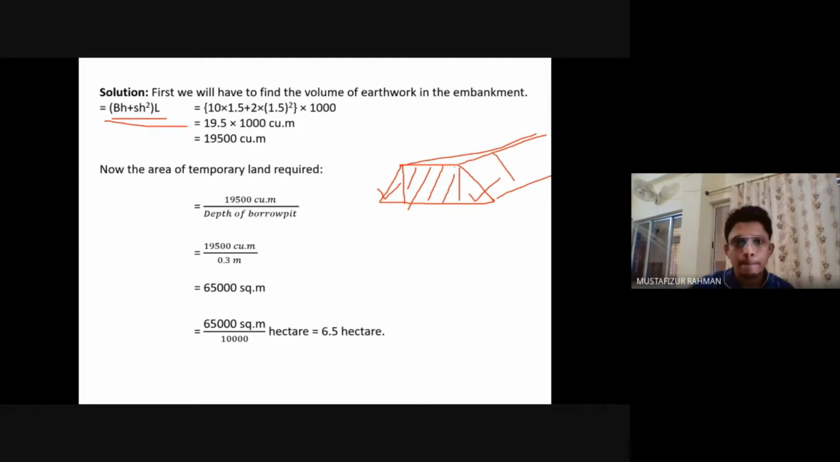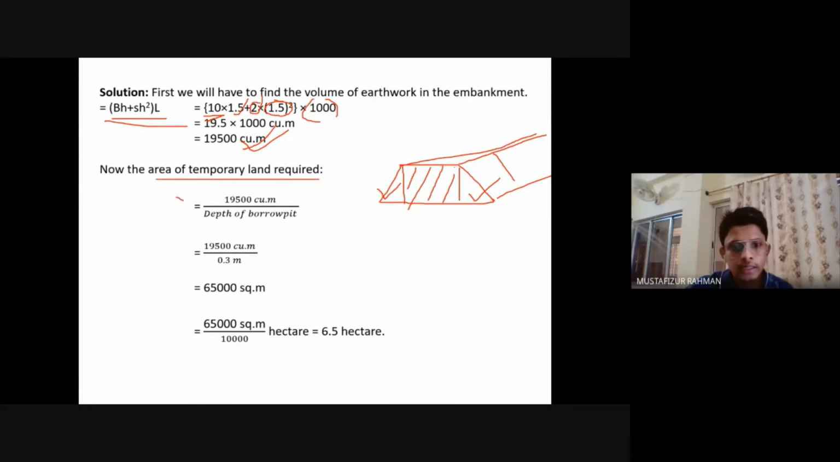Very simple. So embankment, width of embankment 10 meter is given, height is 1.5 meter that is given, slope is 2:1 given, and this height is again given, and 1000 for 1 kilometer. So we get this much cubic meter of earth will be required. And that same amount is to be borrowed, right? That is the earth required for embankment. So that is the land we have to bring in from the borrow pits.